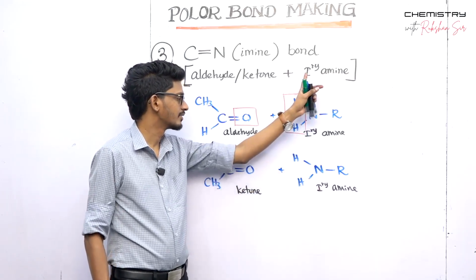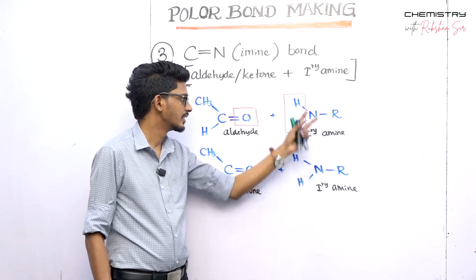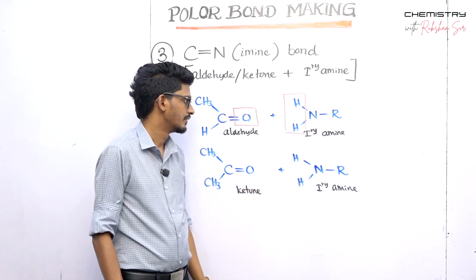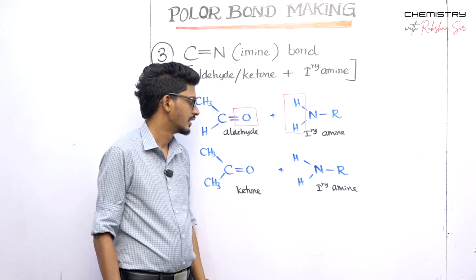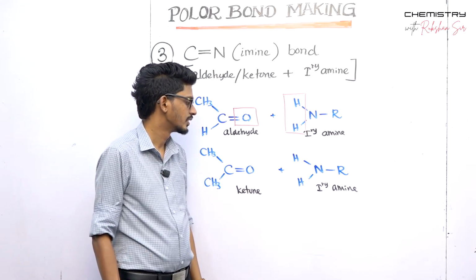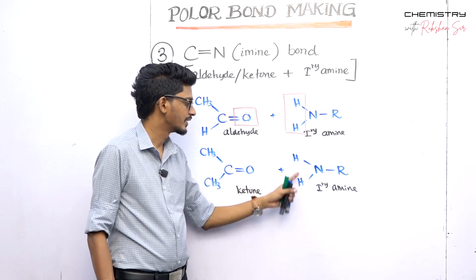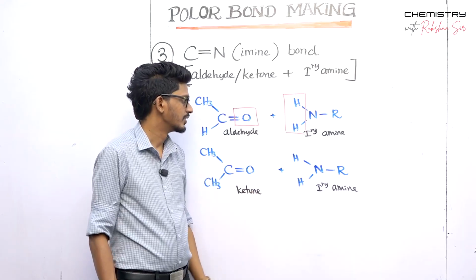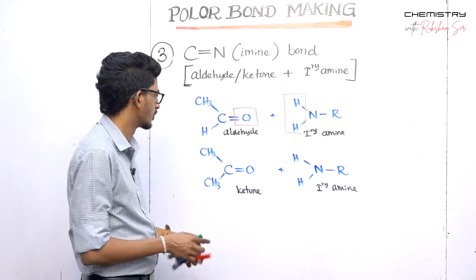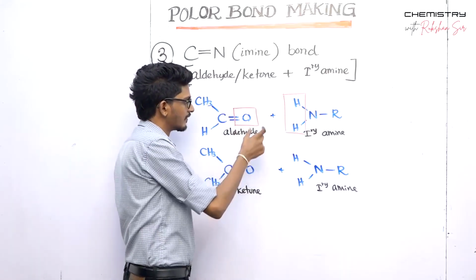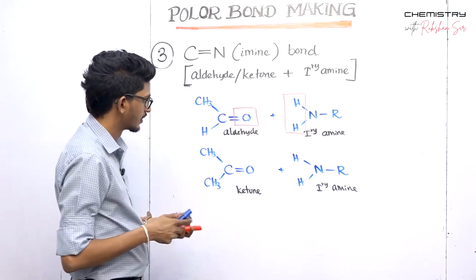So primary amines are needed. With secondary amines you can't do so. With secondary amines only one hydrogen is available as two R groups are there. With tertiary amines you can't do so. Three R groups are there, no hydrogens are there. That means definitely two hydrogens should be there to connect the carbon and nitrogen via a double bond.